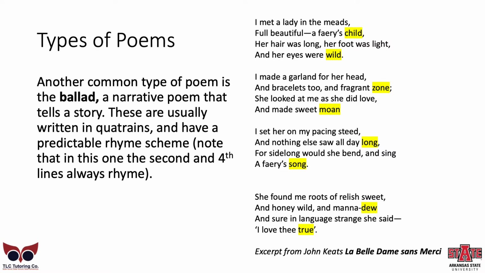Types of poems. You'll remember the first poem that we looked at was called a sonnet, and we were able to identify it by its rhyme scheme. Another common type of poem is the ballad. A ballad is a narrative poem that tells a story. Ballads are usually written in quatrains and also have a predictable rhyme scheme. Note that in this one, the second and fourth lines always rhyme.